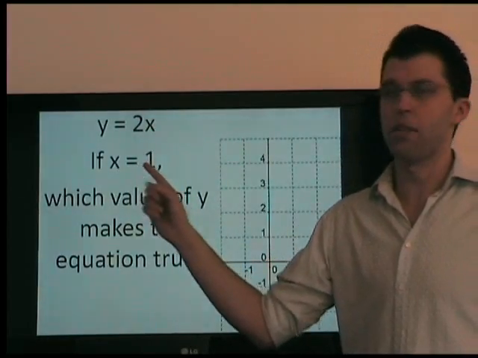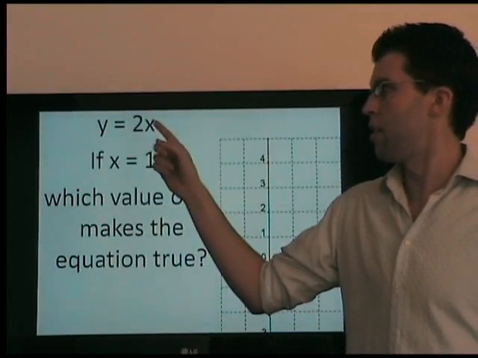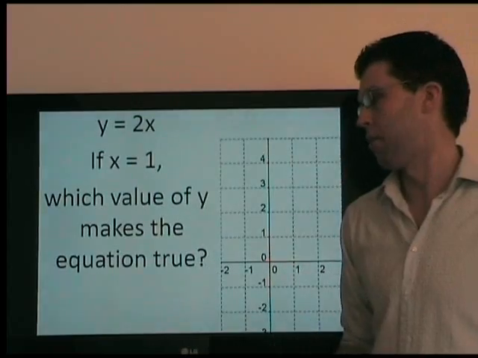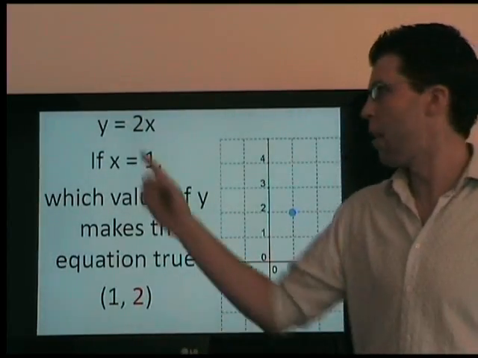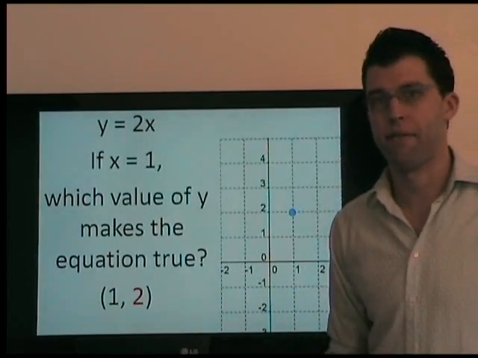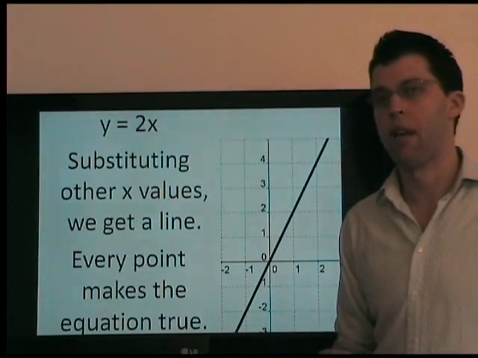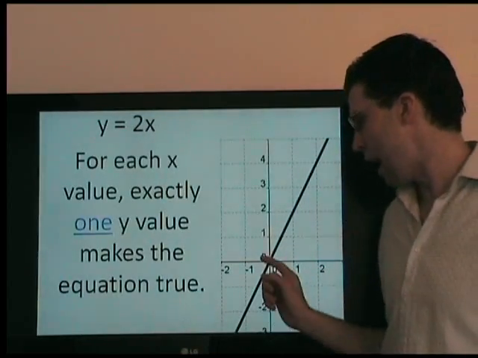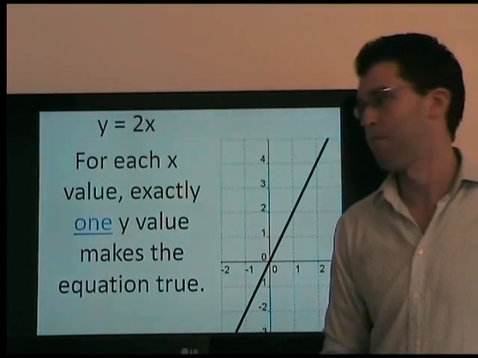So let's take this equation. We can ask when x is 1, what value of y makes this true? Well, x is 1, 2 times 1, y is 2. So this point, 1, 2, (x, y), makes this equation true. Therefore, it's a solution and it belongs on our graph. And we can do this for all values of x and get a line. And we should notice here that for each x value, there's exactly one y value that makes this true.